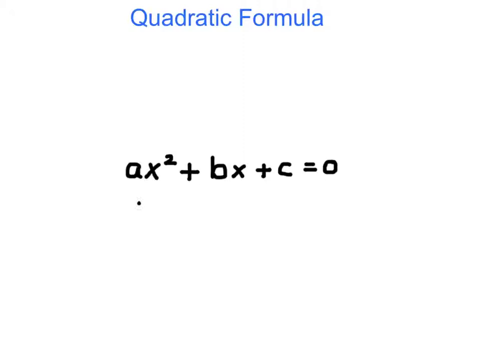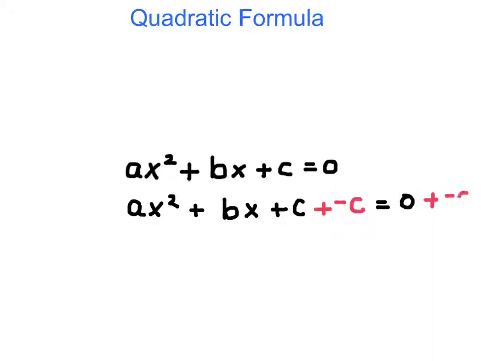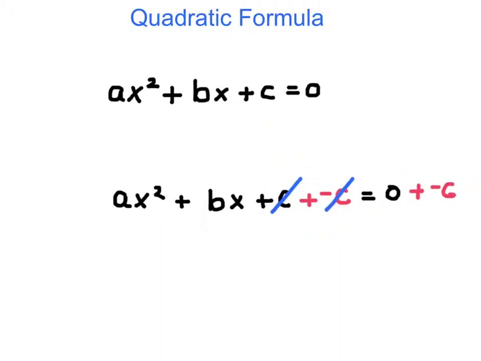So let's start. I'm going to rewrite the equation. Let's take our equation and we want to remove the c. Remember, our mission is to isolate x. So what I'm going to do is add the additive inverse of c to both sides. On this side I have 0. I'm going to add a negative c. When I add a negative c, on the left side my c's cancel out.